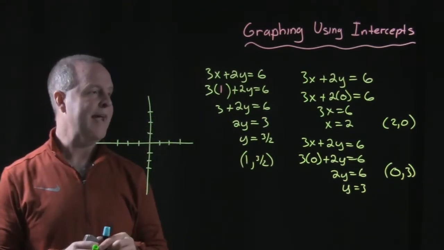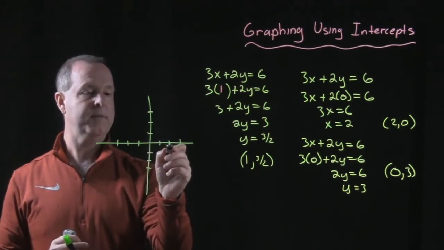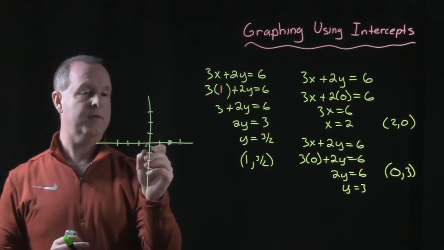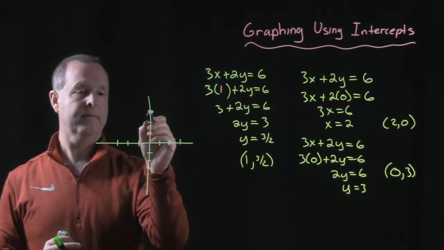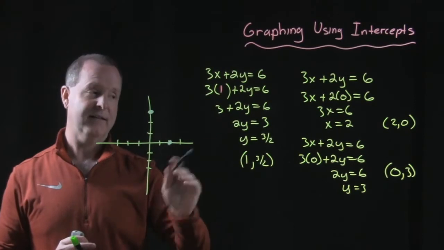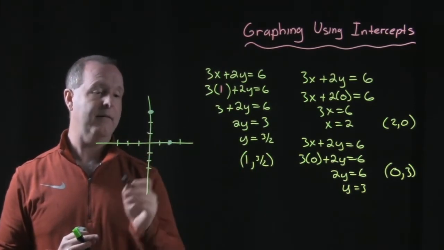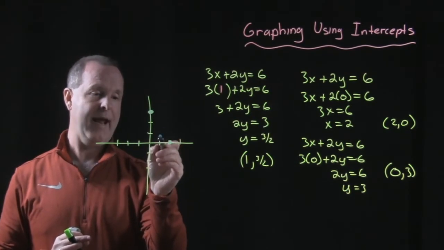So I have the x-intercept over 2 up 0. I have the y-intercept over 0 up 3. And my test point, if I didn't make a mistake anywhere, that test point should line up on this line fairly obviously. So over 1 up 3.5.